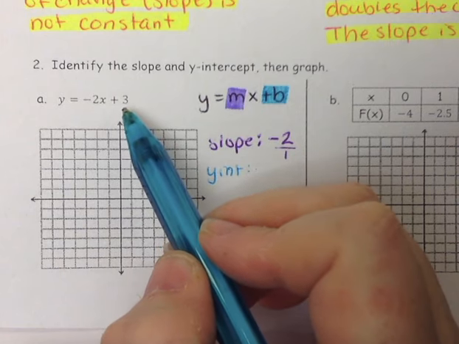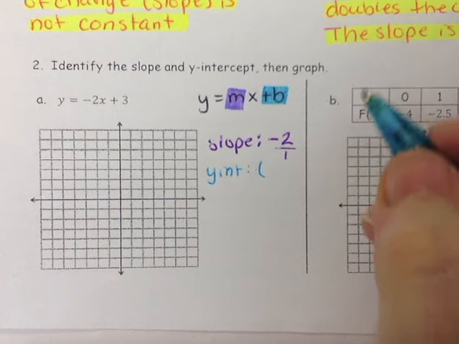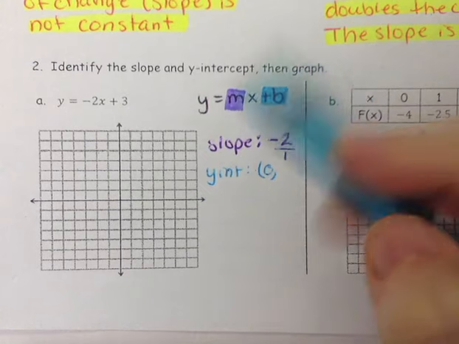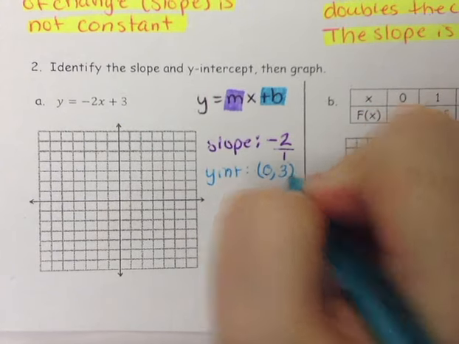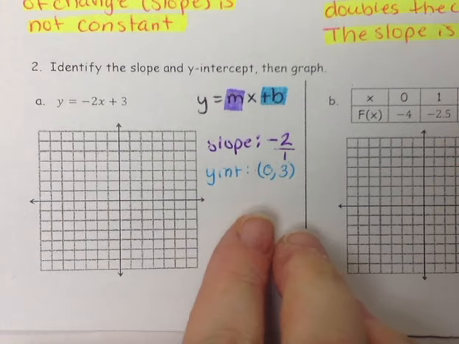But if you remember, y-intercepts are written as coordinates. It's when your independent variable of x is 0. So our coordinate will be 0, comma, and then our y-intercept of +3. This is our slope and our y-intercept. So now we want to graph this.